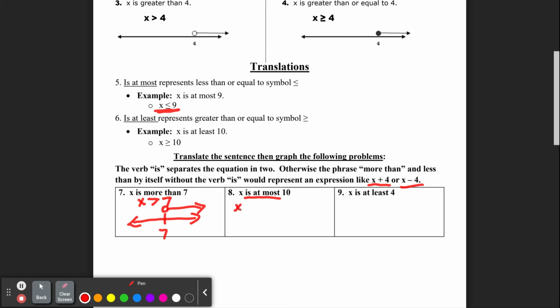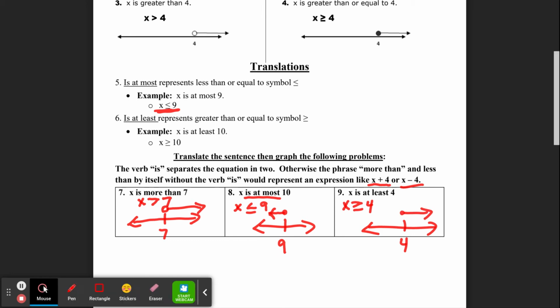Number 8, x is at most 9. So that would be x is less than or equal to 9. So then it'd be a closed circle at 9, and less than would go to the left. Number 9, x is at least 4. So it would be x is greater than or equal to 4. So the number line would have a 4, and it would be a closed circle, and greater than would go to the right.